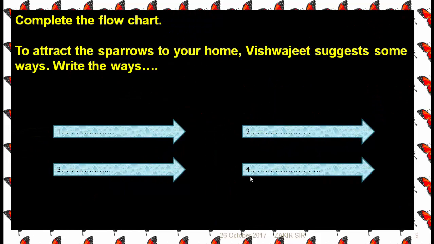The question will be like this: to attract the sparrows to your home, Vishwadi suggests some ways. Write the ways. Here 4 arrows are given, but remember, you don't have to draw the arrows. You have to write only the numbers of the question, and the 4 ways are suggested in the passage. These 4 arrows are the symbol or sign that you have to write 4 points.